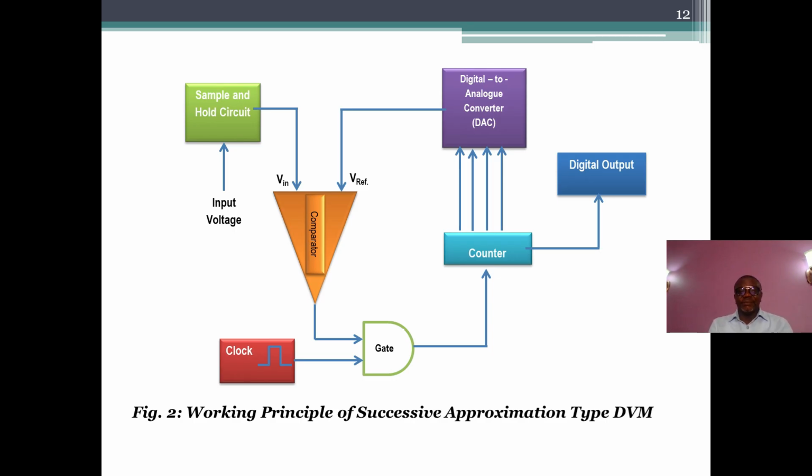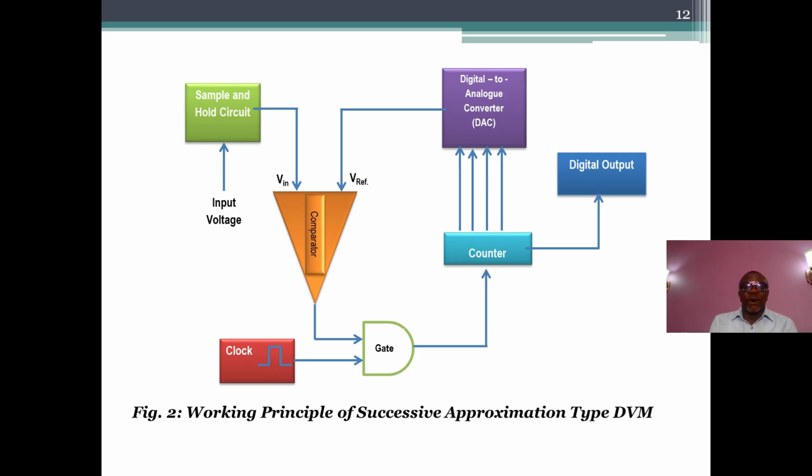Now, in this successive approximation circuit we are looking at, you see the digital to analog converter. You see the clock, you see the counter, you see the digital output, you see a gate. When the signal is sampled, a sample of it is fed into the comparator through the Vin.